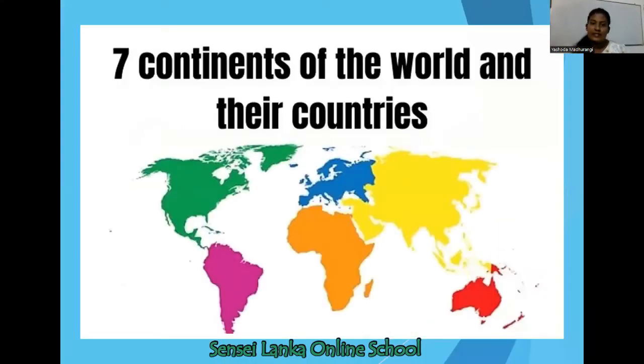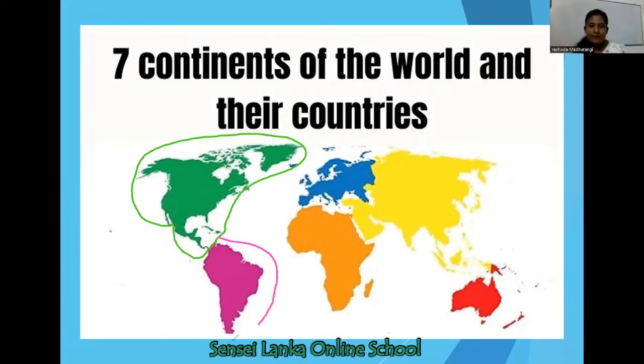Yes, look at this picture on the screen. 7 continents of the world and their countries. So, today we are going to learn about them. Look at this picture. It's very colorful. Can you identify the area showing with this green color? Look at the area with the green color. What is the name of this area? We are going to learn it today.